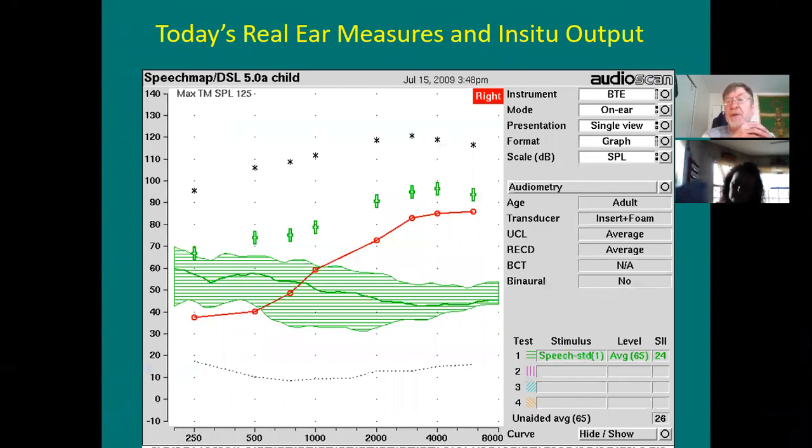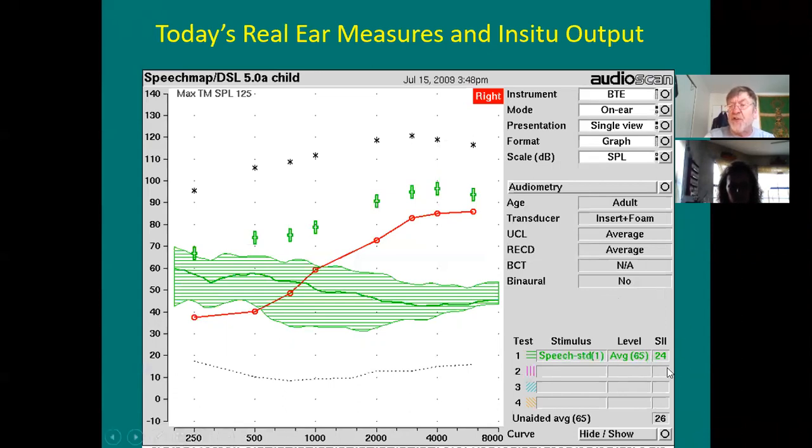So here's a typical view of a real ear, okay? Today's real ear, and it's not the Oracle, this is Audioscan. And it's only showing one target. If you take a peek here, you'll see one target, and it's the plus signs. We could show more, but we just hid the other targets. Remember, it's got 3 different targets, but we just hid the target for soft, and we hid the target for loud. And we're showing the targets for average inputs. And you can see that on the lower right. Speech, average, 65 dB SPL.